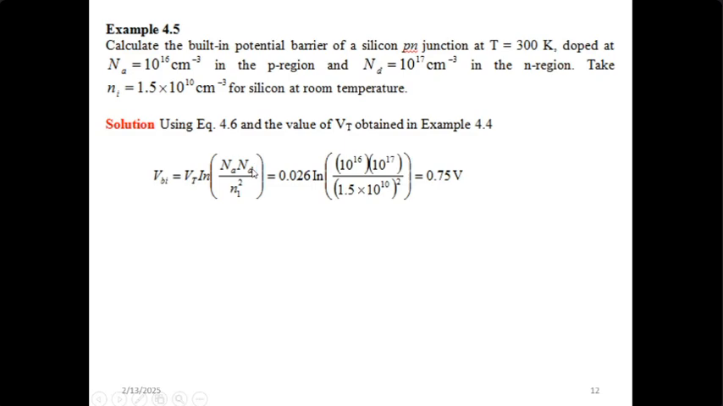Then we are given the acceptor concentration is 10 raised to power 16. The donor concentration is 10 raised to power 17. And the intrinsic concentration is 1.5 times 10 raised to power 10. Then we square it. You should not forget the squaring. That gives you 0.75 volts.